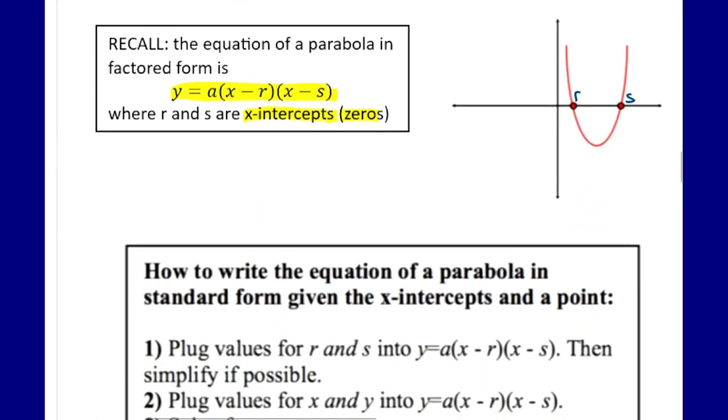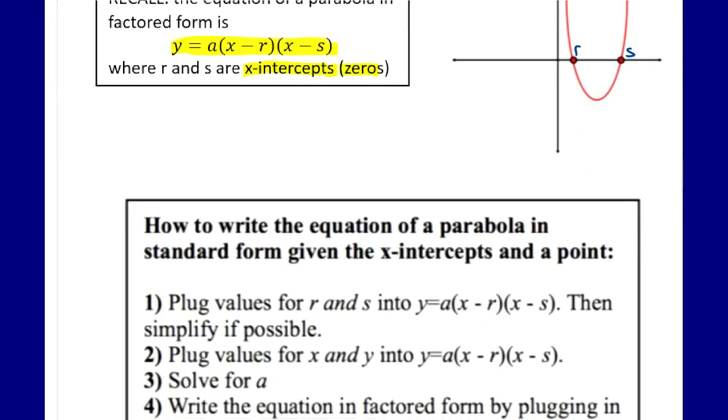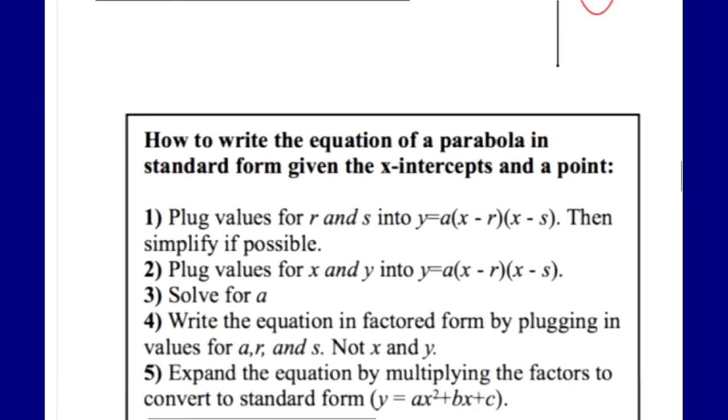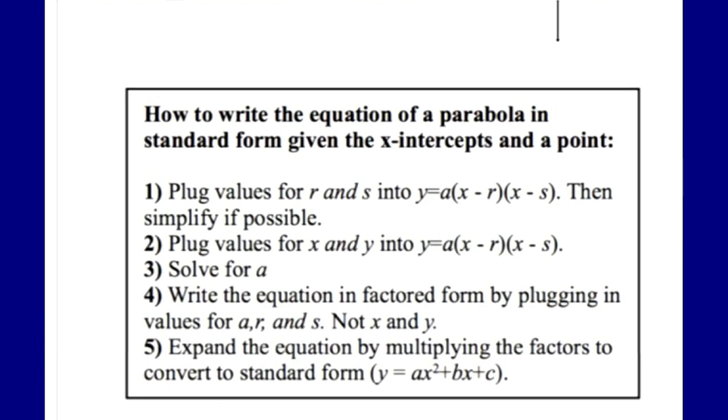In this lesson, we're going to be looking at how to determine the equation given the x-intercepts and a point. We plug the values for r and s, our x-intercepts, into the equation and simplify, if possible. Then we plug in the values of the point, the x and y, and solve for a. That would give us it in factored form, and if we needed to, we could expand to write it in standard form.